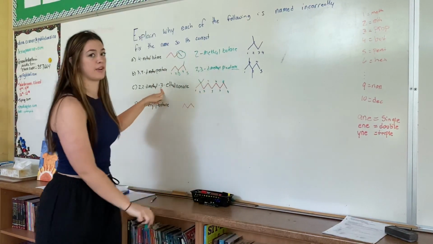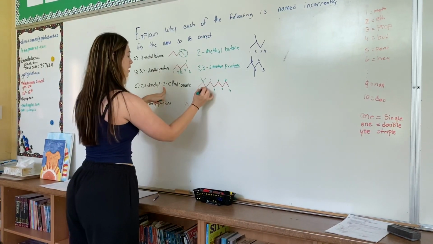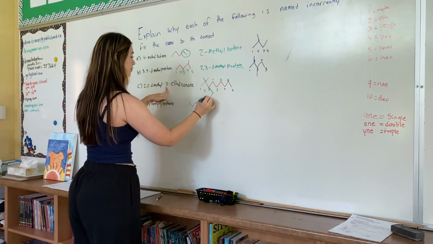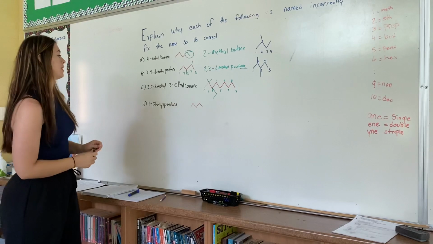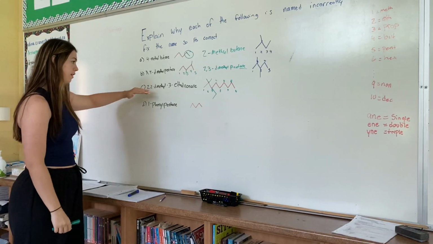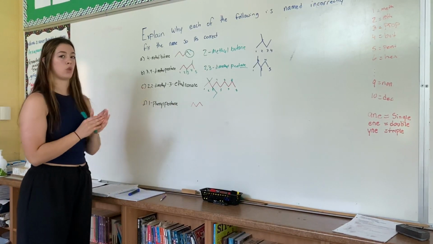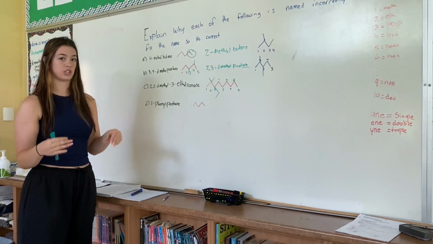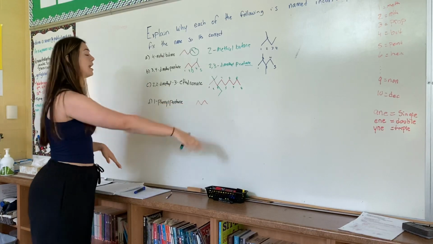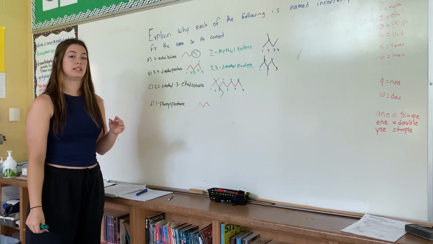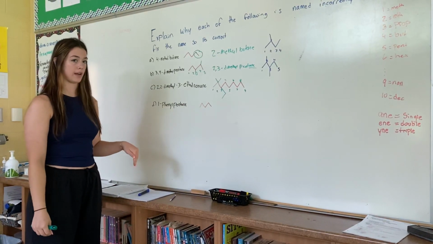And an ethyl, 2 is the prefix eth. So it would be 1, 2. That would be ethyl. So our problem with this one is that we want to have the longest chain as our base chain. And with this ethyl group, we actually have 10 carbons and not 9.